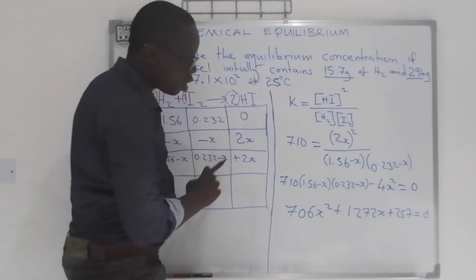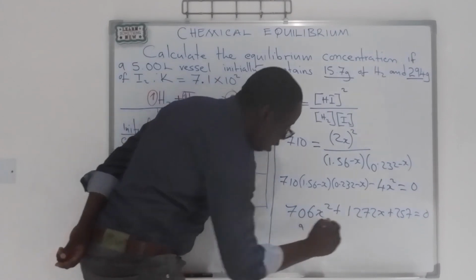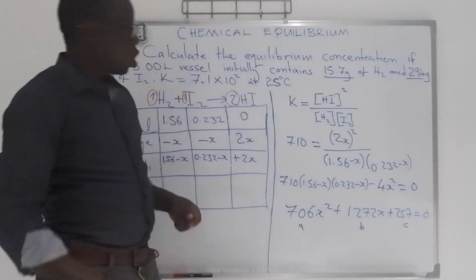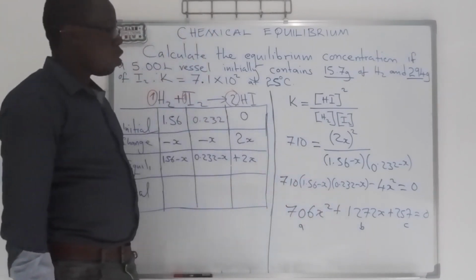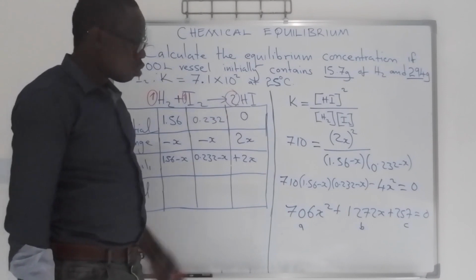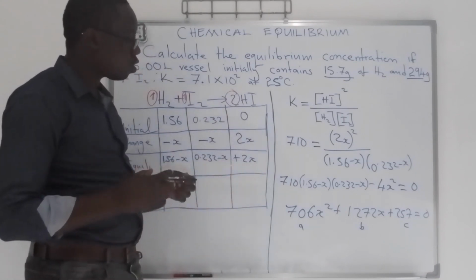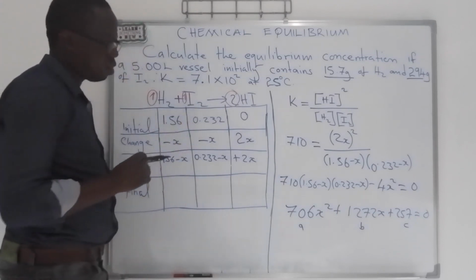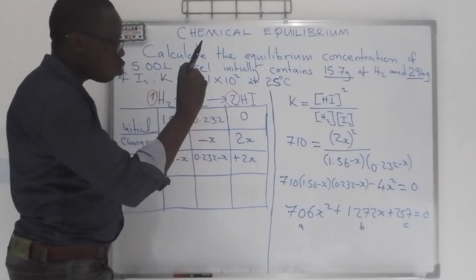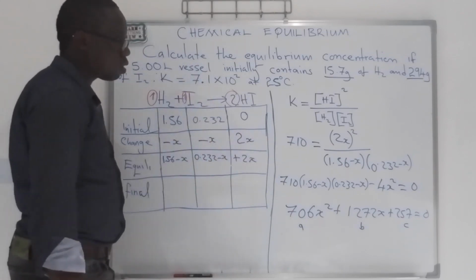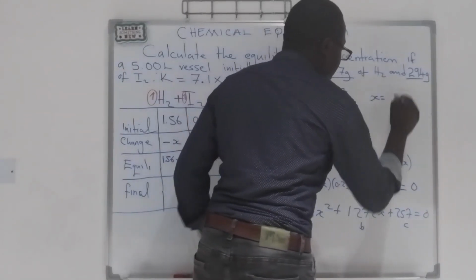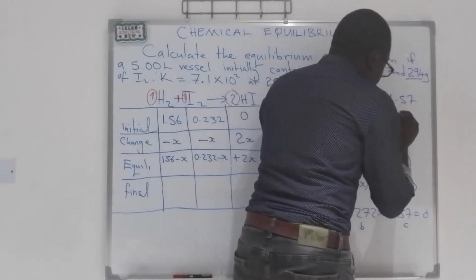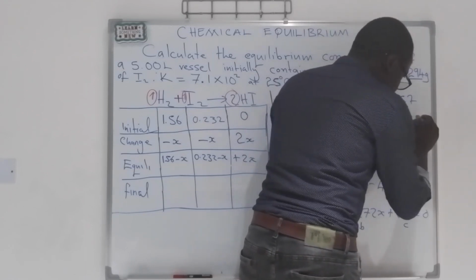Now you notice that if you reach this far, this is A, this is B, this is C. So if you make this equation, you can now solve it using the quadratic equation. In this video, we are not going to show you how to solve this equation using the quadratic equation, but we'll provide you with the values of x that you get. The possible values of x that you get are one is 1.57 and the other one is 0.2317.